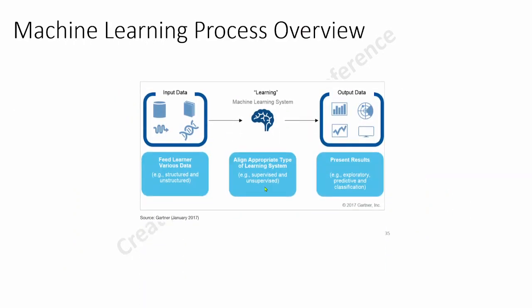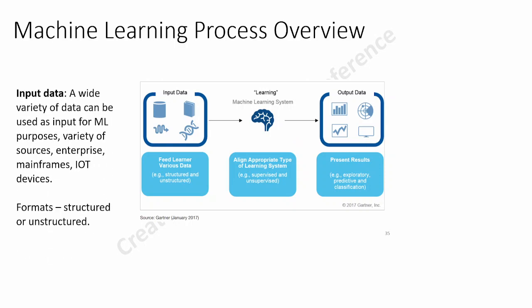So let's look at the process of machine learning. Typically, it has an input and then the algorithm which sits in the middle, which is a machine learning algorithm, and there is an output. The output is essentially the model.